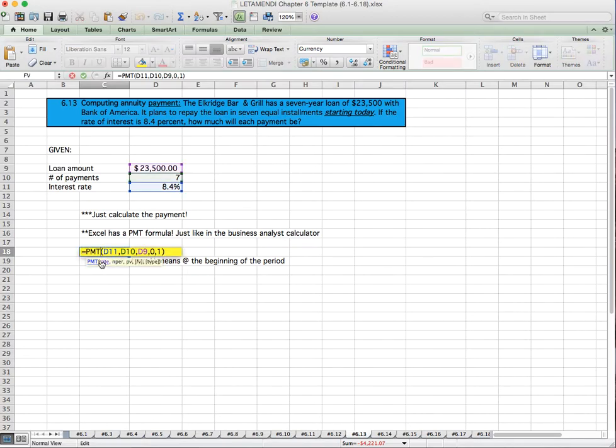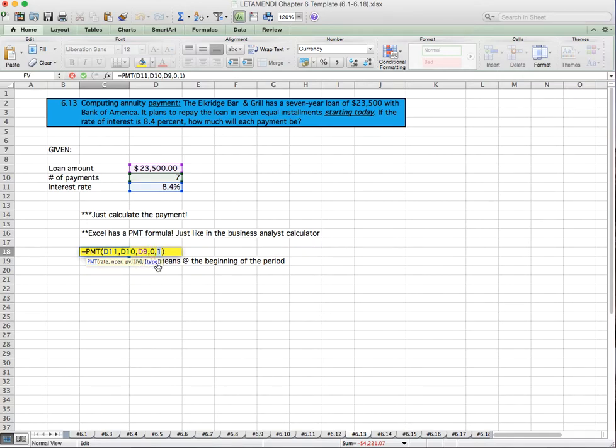So what is the formula asking us for? We put equal PMT. The rate, we have it, which is 8.4. The number of periods is 7. The present value is 23,500. The future value is going to be 0. Why 0? Because that's going to be your balance when you pay it in full. All right? That's why. And then type.